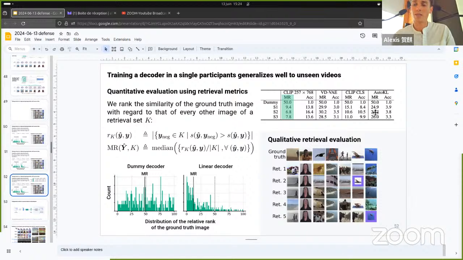However, as you can see, the retrieval metrics using AutoKL were less good in our case, and I think this stems from the fact that we're no longer doing image viewing, but movie viewing. And so even though the participants were instructed to fixate the screen, there's a lot going on from a retinotopic perspective, and I just don't think we're as good as you can be when it comes to reconstructing low-level features.